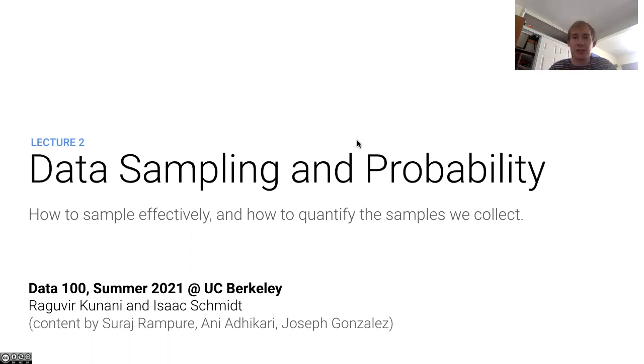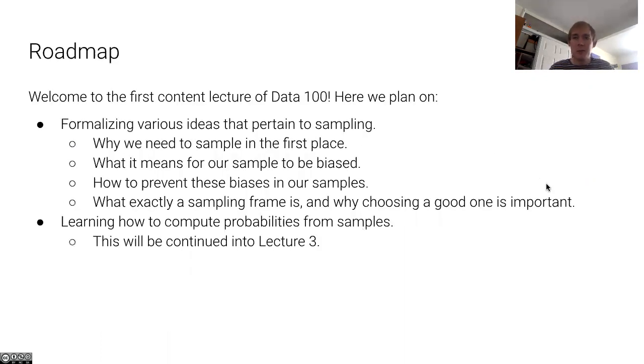So this lecture is on data sampling and probability. This is the first official content lecture of the course. We had Lecture 1, which was more of an introductory lecture. We just kind of talked generally about data science, why you might want to study it, what it is. We went through a fun demo. We talked about course logistics. And in this lecture today, we'll actually start diving into some ideas.